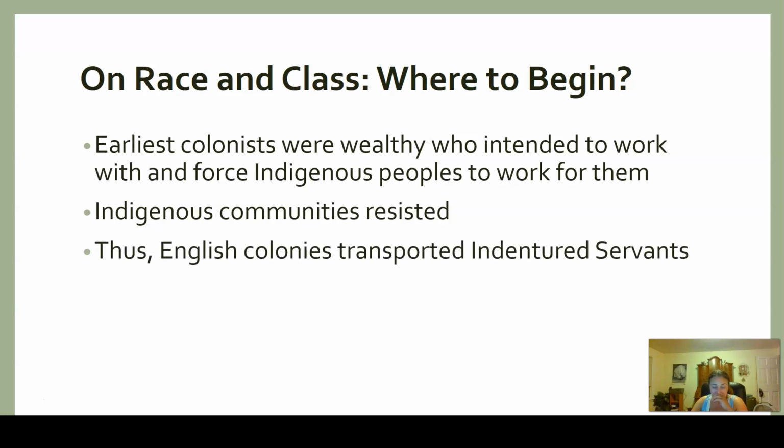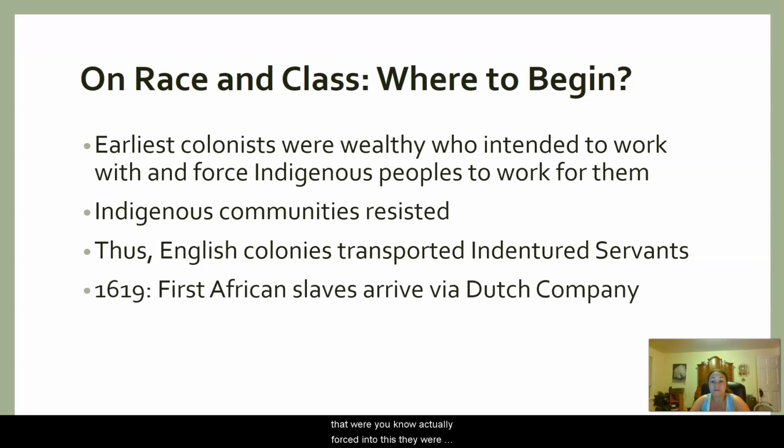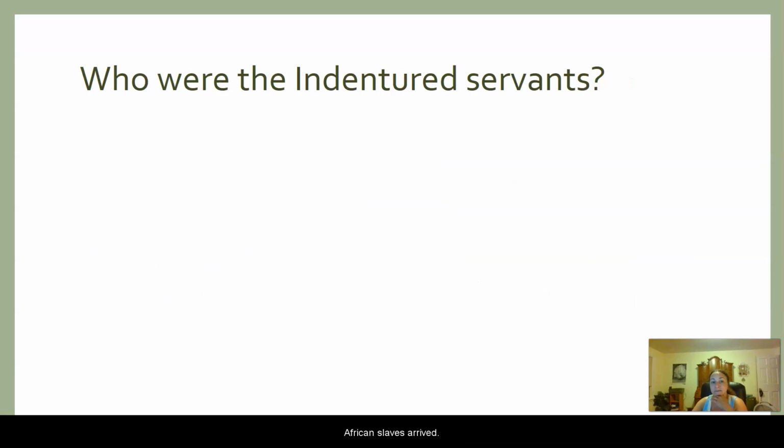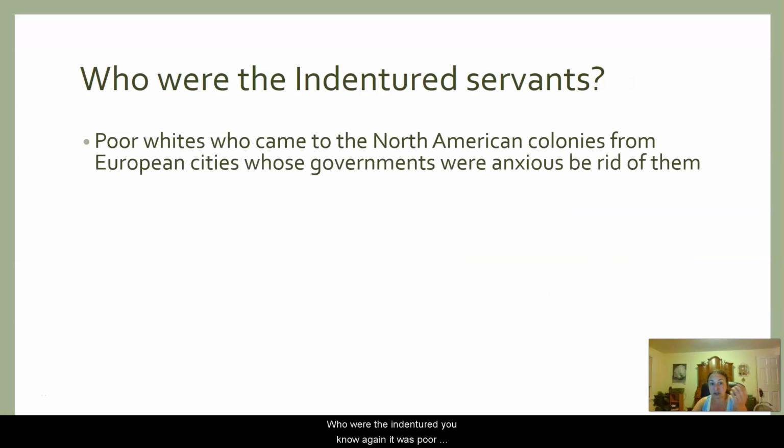And so the English colonists were required to bring in their own servants, indentured servants, white Europeans from their countries. And oftentimes these were people that were actually forced into this. They were stolen off the streets, or they had been arrested for something and were sold off, right? But no matter what, we know that there were indentured servants here when the first African slaves arrived.